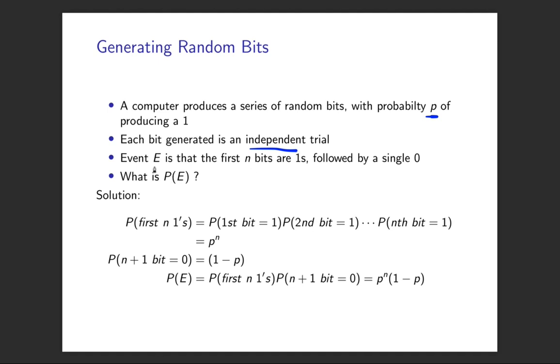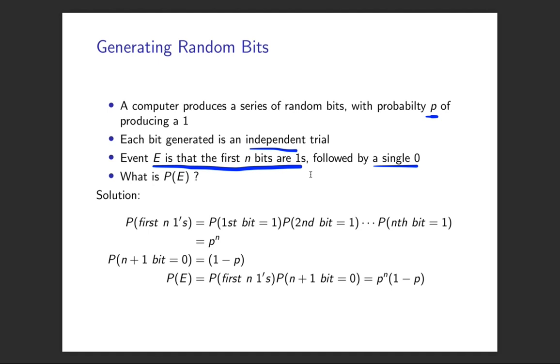So let's consider the event that the first n bits are 1s, and then we get a 0. So we get a run of n 1s followed by 0. What's the probability of that? Now, if we did our counting, we'd have to count all the different ways that we can get the sequences that can happen and divide by all possible sequences of n plus 1 bits. But here's an easier way.